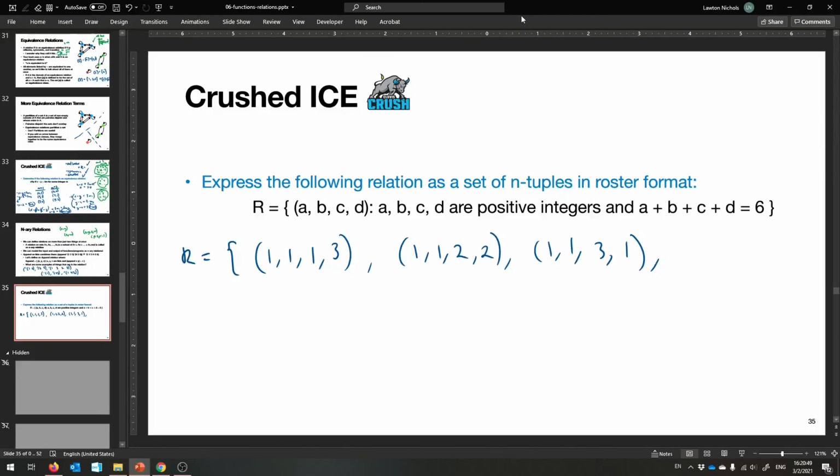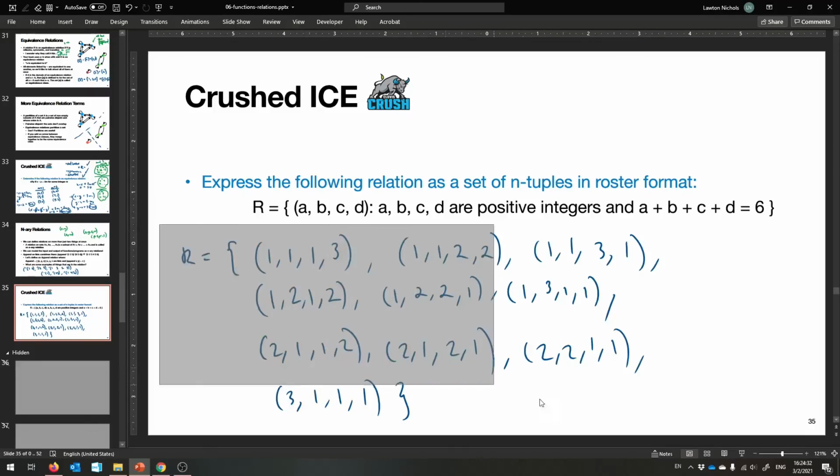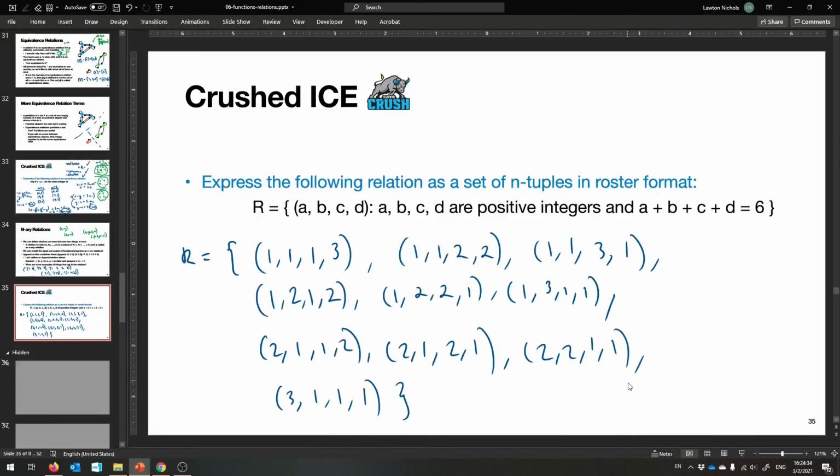And so I won't bore you with the rest of this. I'll just go write them out and come back. But I think you get the idea now if you weren't able to get it yourself before. Give it a try. Okay, so here's the final answer. And yeah, it's just all the things that add up to 6.